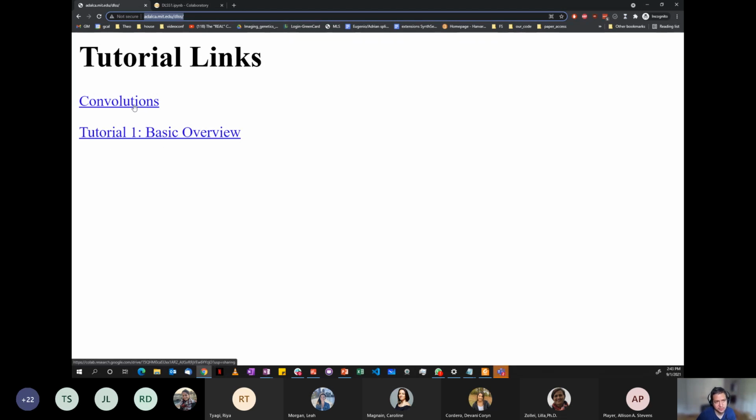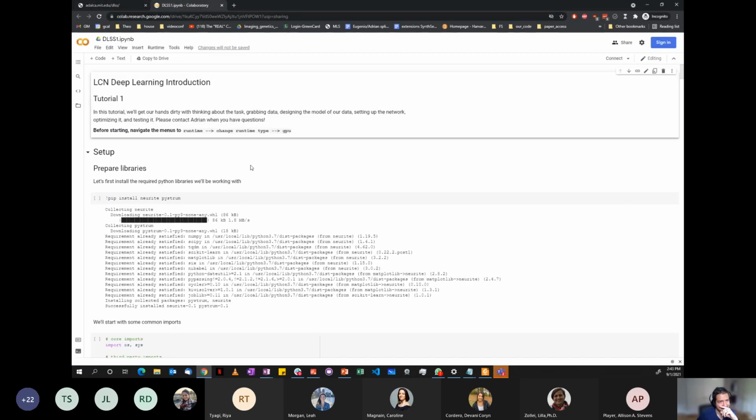There's also a tutorial on convolutions, but it's just to play with. But tutorial 1, you'll get this, and you can immediately start running Python inside it, which is awesome. We're going to do all of the tutorials this way. The great thing about it is you don't have to worry about setting up Python and so on.